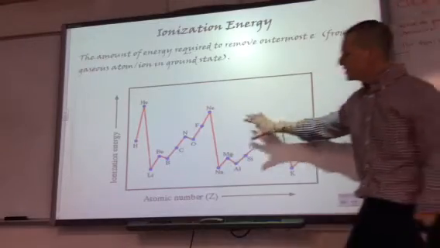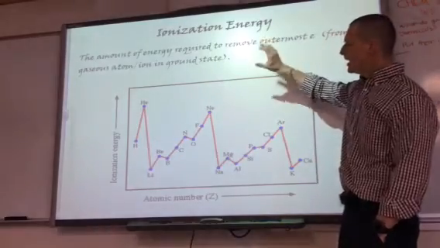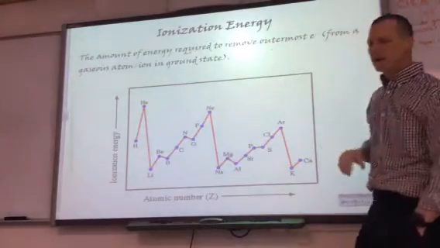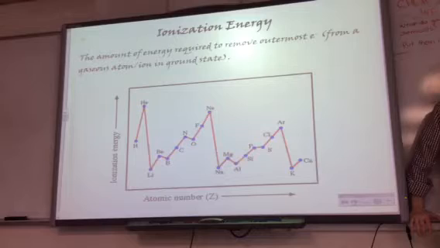We'll start with, you can see this is similar to what we had in the book, a graph of ionization energy. And here's a definition of ionization energy. How much energy is required to remove the outermost electron in an atom?